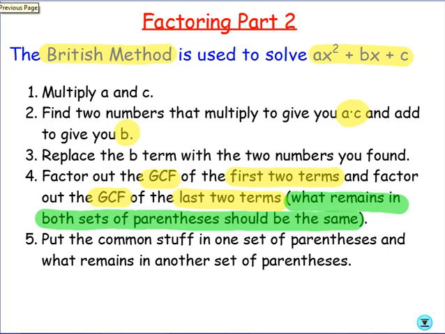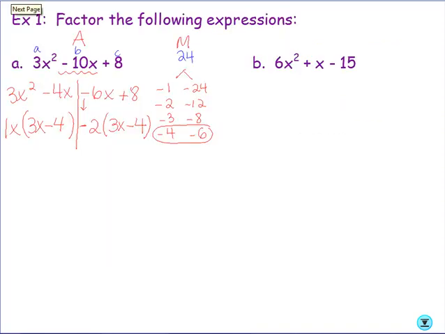Final step, put the common stuff that matched in one set of parentheses and what remains in another set of parentheses. This is finally where we get to do our two parentheses. The first set is this matching stuff, 3x minus 4. The second set is the stuff on the outsides, the 1x minus 2. And we are done with that problem.